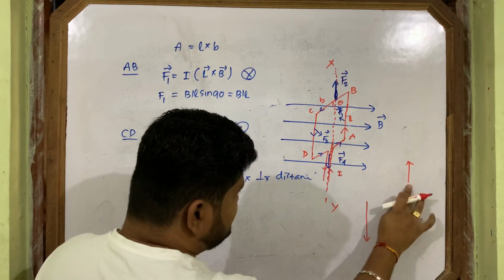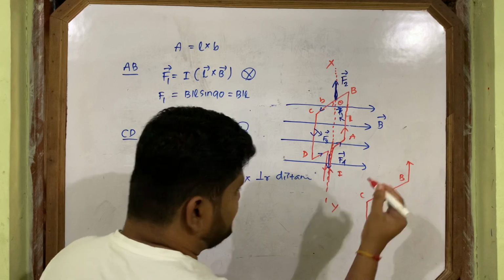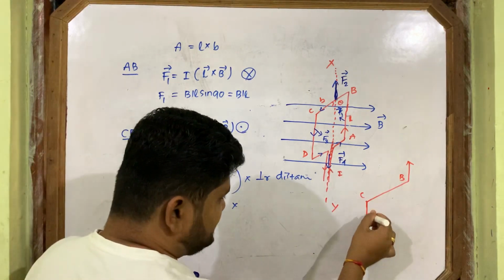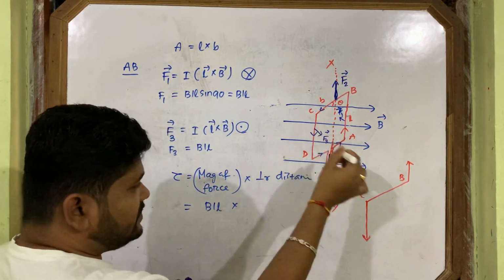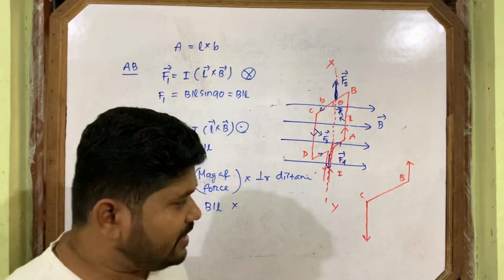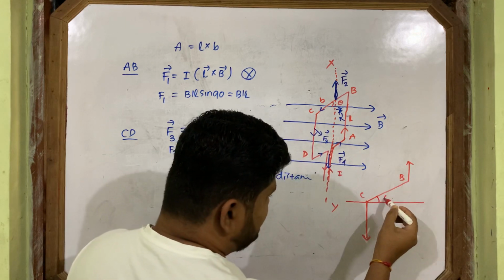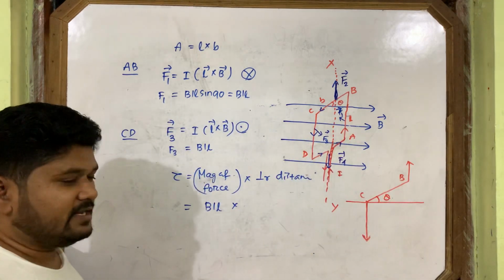You see, this is the CB line. Now this force is inward and this force is outward. I am showing it here. This is the magnetic field line, and this angle is theta. Your coil makes angle theta with this.